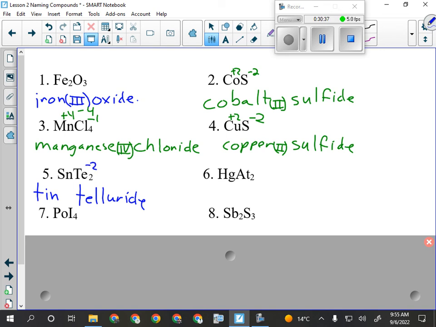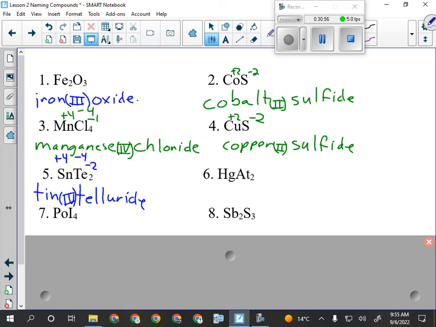Okay, so how many negative charges do I have? -4. Okay, so I've got 4 negatives. That means I'm going to need 4 positives. There's only one tin here. 4 divided by 1 is 4. So this is tin, Roman numeral 4, telluride.